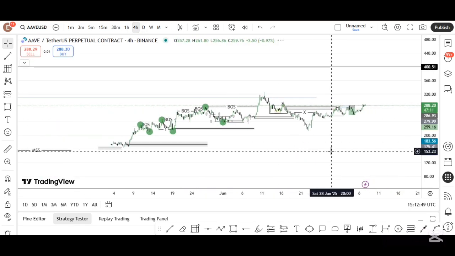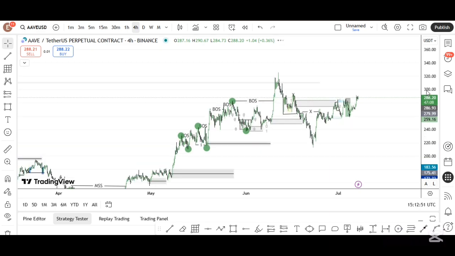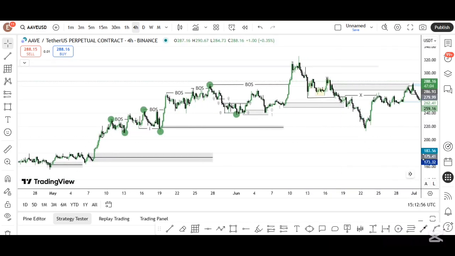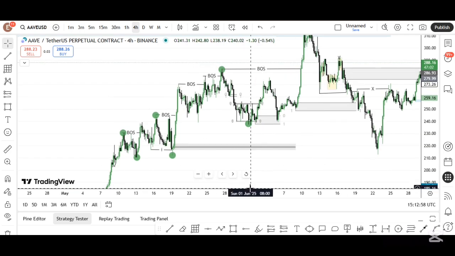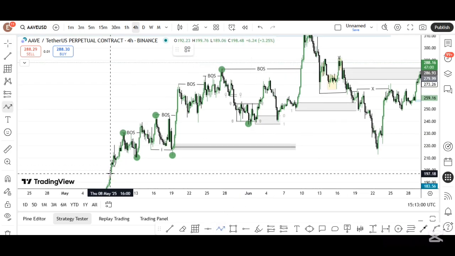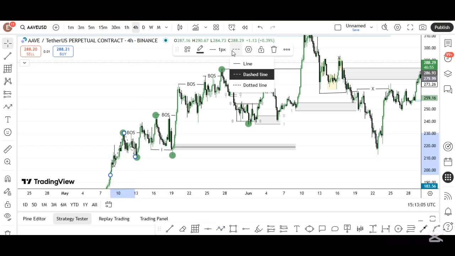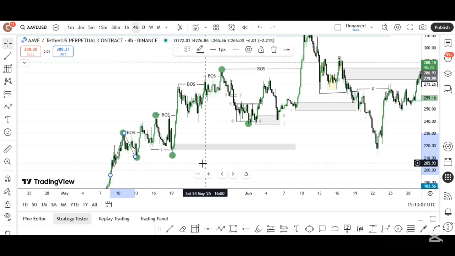When we went to the 4-hour time frame, we have to mark out our highs and lows, which is very important, our higher high and higher low. When we use the path tool right here, from this point we discover we had this breakup structure. Let me change this to a straight line.